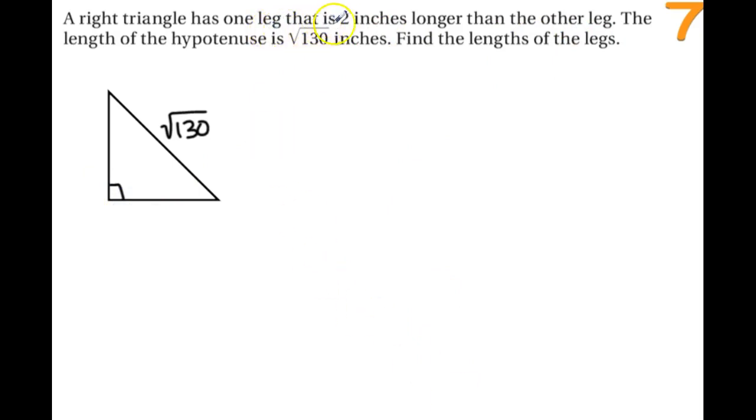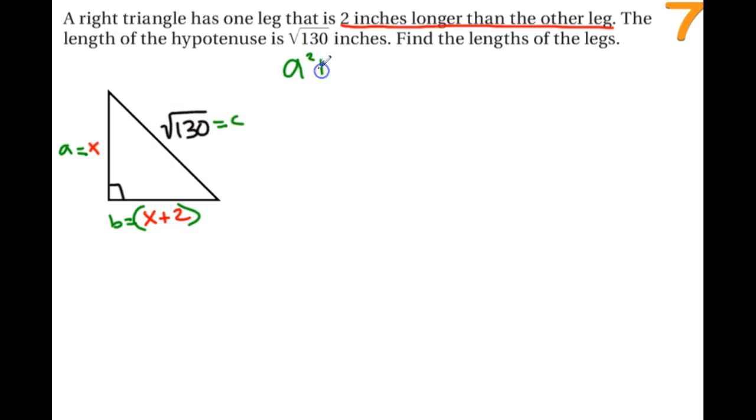So it says one leg is 2 inches longer than the other. Well, we don't know what the other is, so I'm just going to say it's x. And if this one's 2 inches longer, it would be x plus 2. So let's find x. These are our two side lengths. I'm going to say this is A, this is B, and this is C.